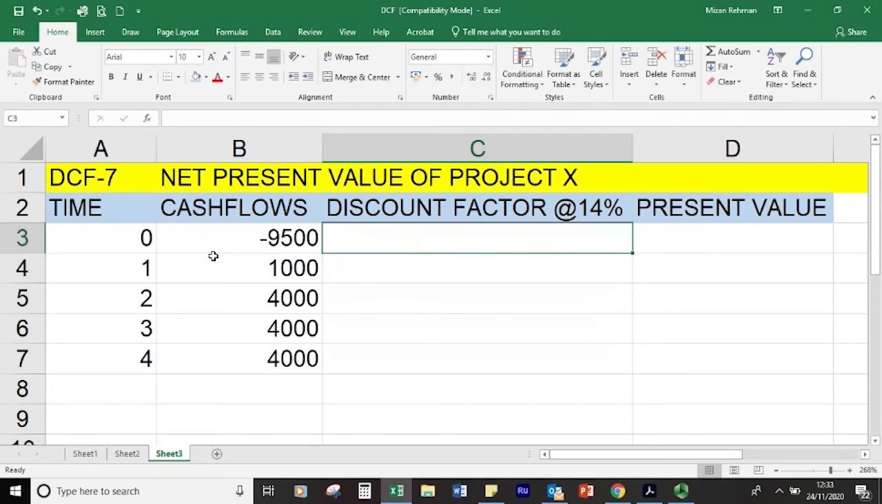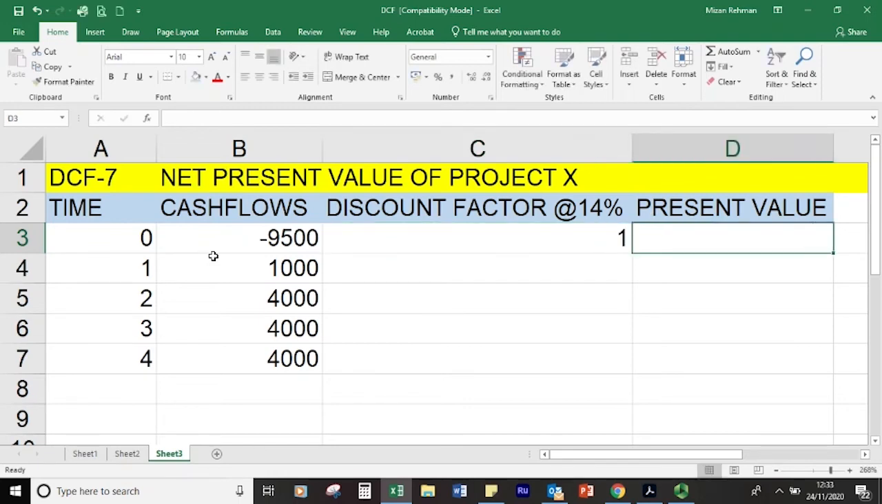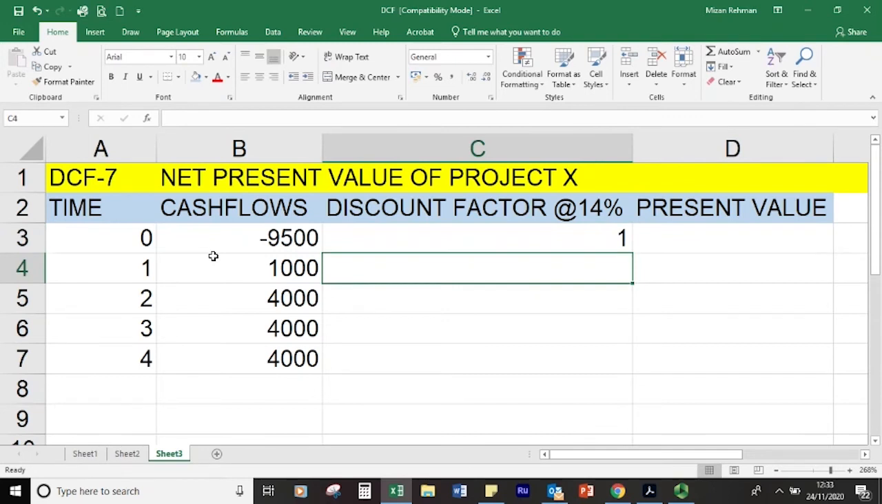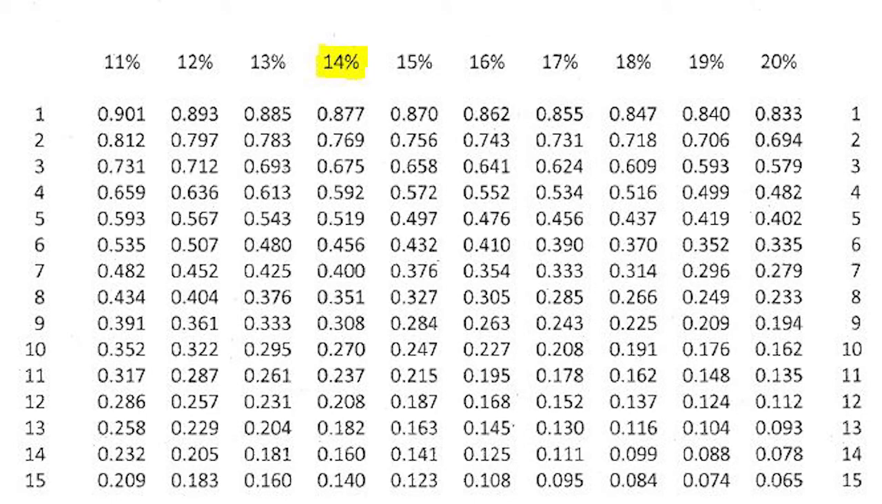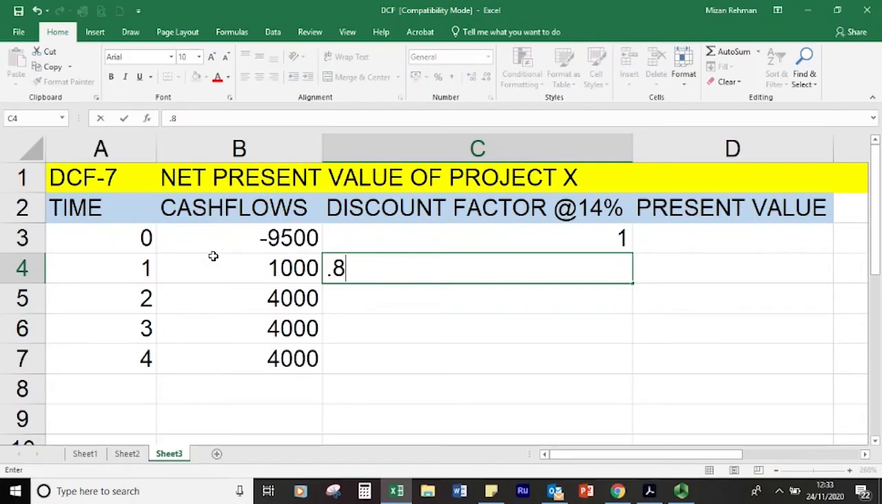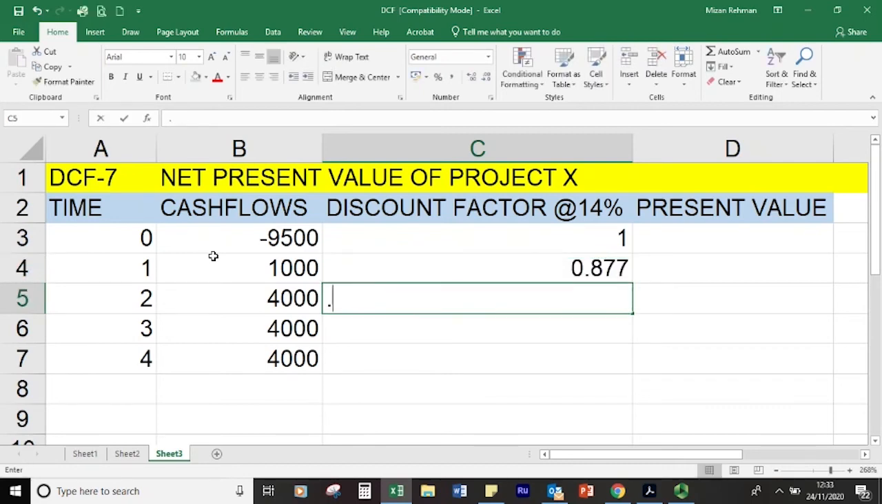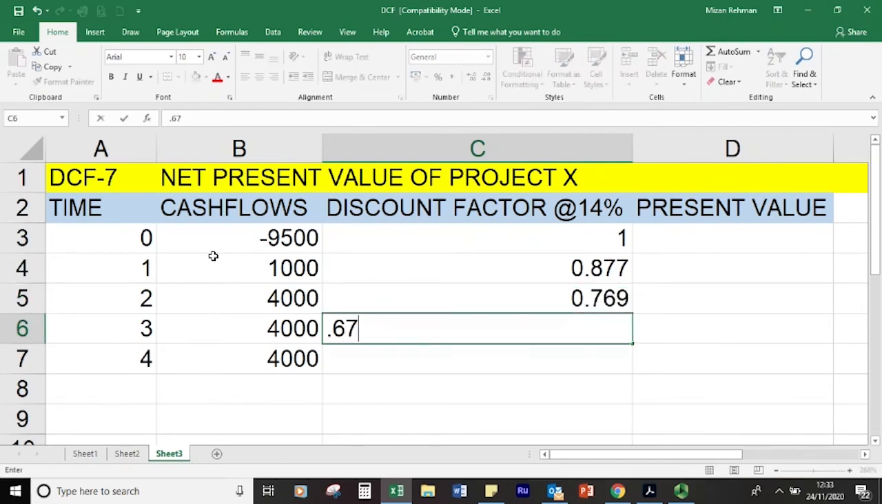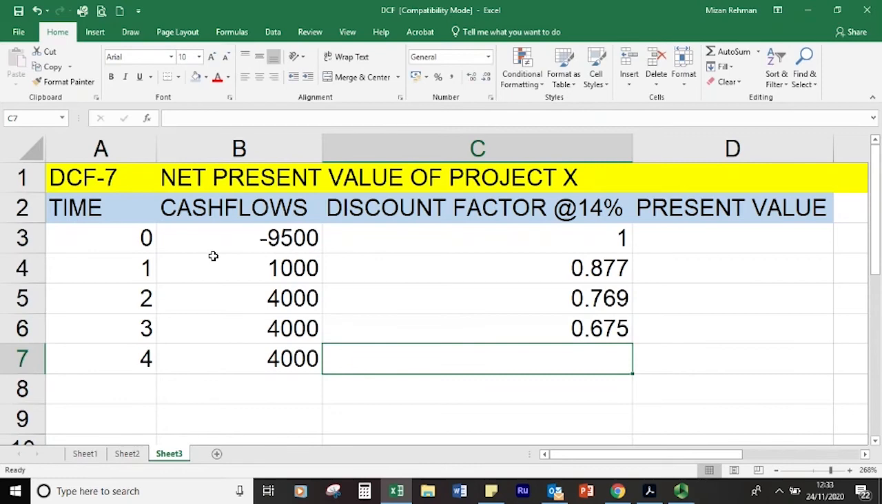However, the real value, which is the present value, would be dependent on the discount factors. Now for time 0, the value of £1 is always £1. And now what we will do, we will look at our present value table under 14% and look for the value of £1 under 14% after year 1. So that's 0.877, then 0.769, then 0.675, and the last one is 0.592.